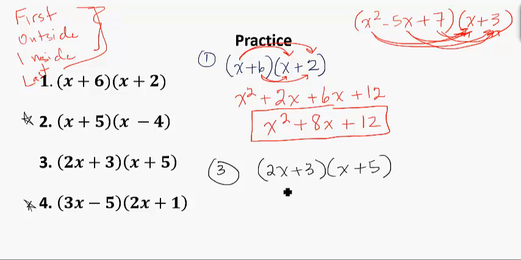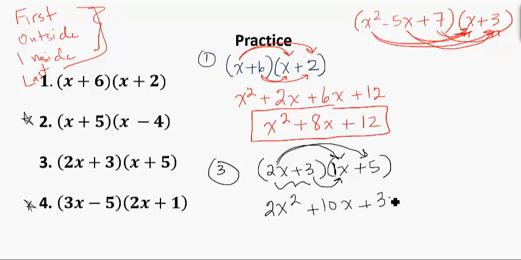I'm going to take every term in this first parentheses and distribute it to each term in the second parentheses. So I'm going to take 2x times x. Again, this is 2. There's an understood 1 right here, as we mentioned in class. 2 times 1 is 2. X times x is x squared. 2x times 5 gives me a 10x. So I've distributed this 2x to each term. Now I need to distribute the 3. So that's going to give me a plus 3x plus 15.